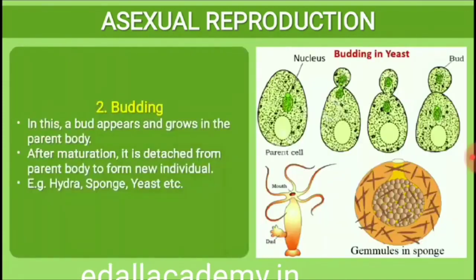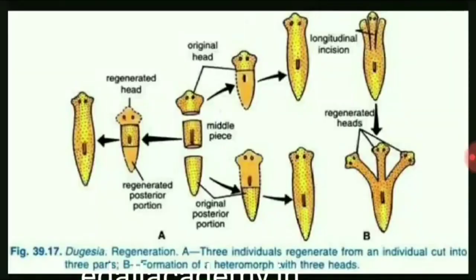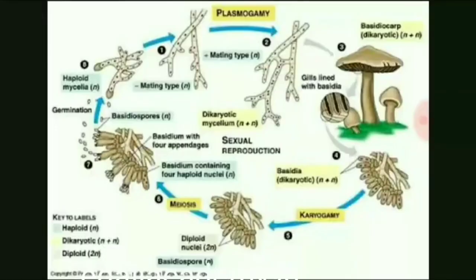In lower organisms like yeast and hydra, we observe budding. In planaria, flatworms, we observe true regeneration. That is, a fragmented organism regenerates the lost part of its body and becomes a new organism. The fungi, the filamentous algae, the protonema of mosses, all easily multiply by fragmentation.